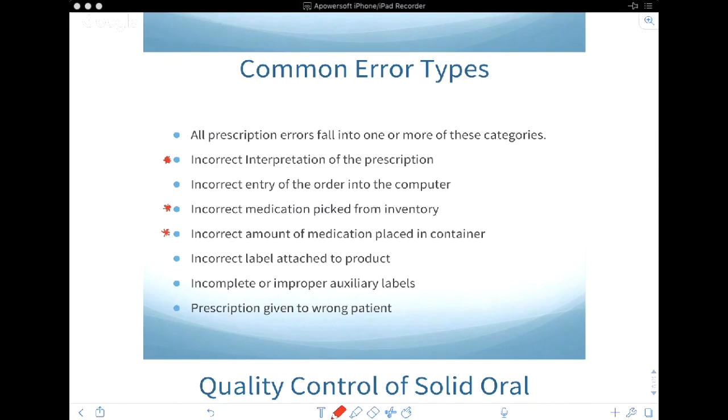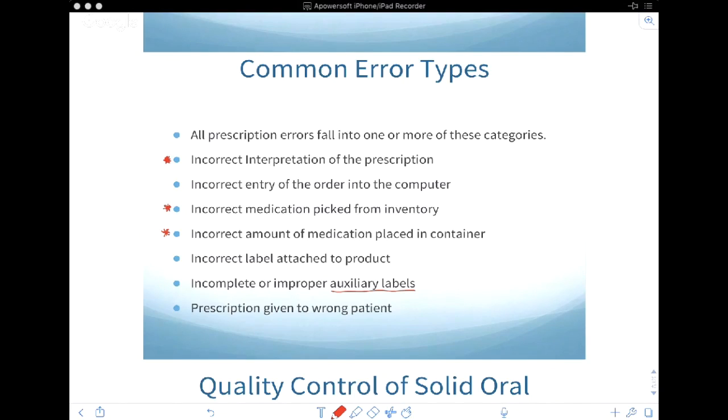Incorrect label attached to the product. That just speaks for itself, as well as incomplete and improper auxiliary labels. Now, go ahead and ask yourself if you know what an auxiliary label is. I mean, do you know what it is? Go ahead and talk to the computer, pretend like I'm listening.